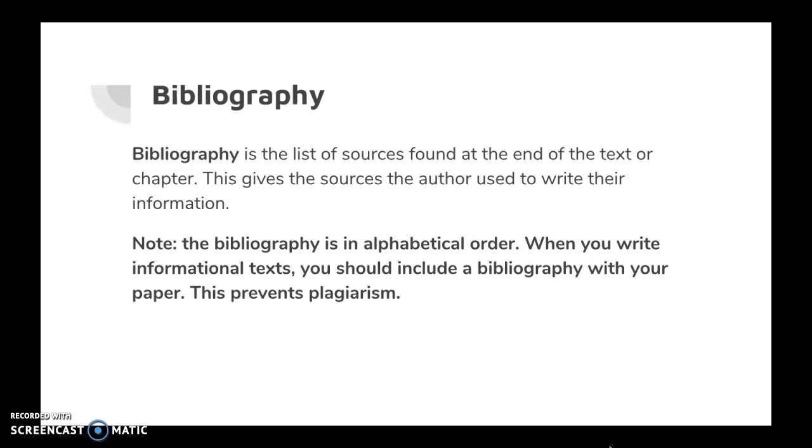A bibliography is at the very back of a chapter or section. It lists the sources that the author used in order to write the information. Note that it is important that the bibliography is in alphabetical order. When you write your informational text yourself, you should include a bibliography with your paper. This prevents plagiarism. Bibliographies are vital to preventing plagiarism both in academic texts and in everyday life. If your source does not have a bibliography, you cannot necessarily trust the information that is in it.